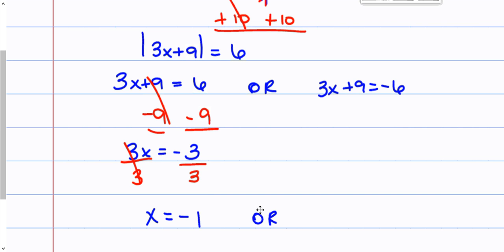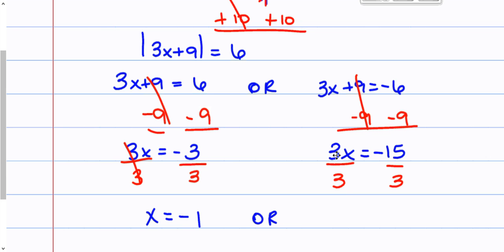Or we're basically having the same steps here. We're just going to have a different outcome. I'm still going to subtract 9 from both sides. I'm still going to get 3x on the left side equals, but now I have negative 6 and negative 9, which is going to give me negative 15. Same step as before. I'm going to divide by 3 on both sides. And now I get x is equal to, well, negative 15 divided by 3 is negative 5.